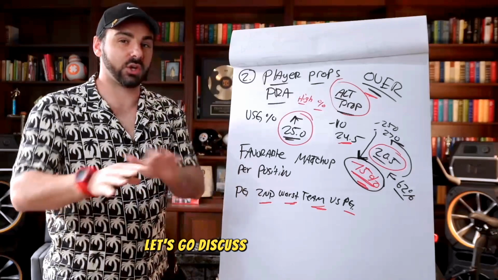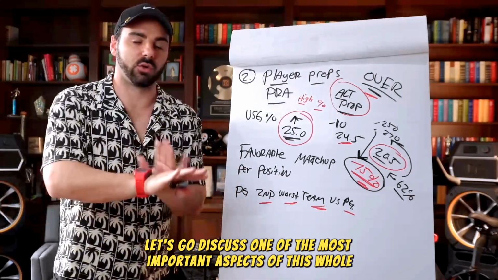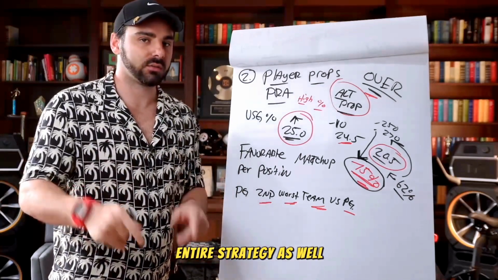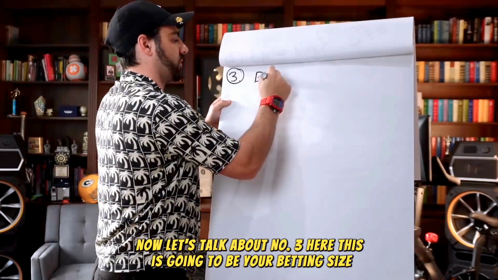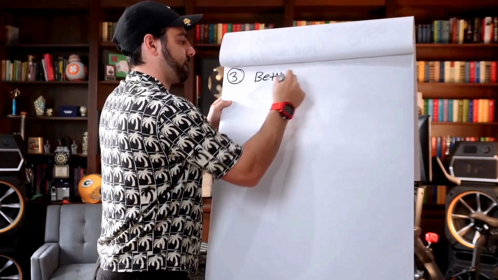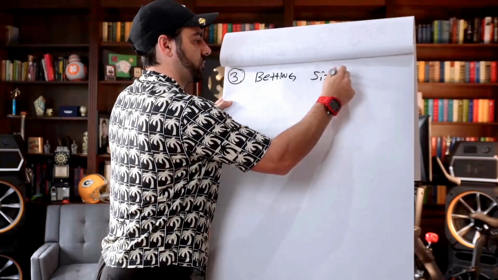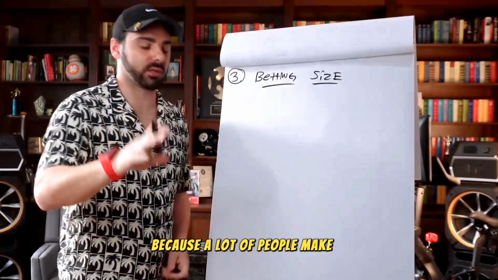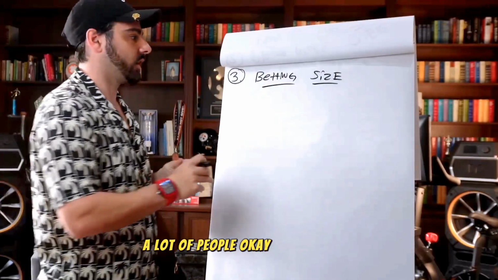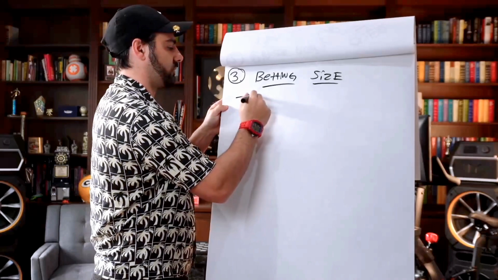Now let's go discuss one of the most important aspects of this whole entire strategy as well. Now let's talk about number 3 here. This is going to be your betting size. This is extremely important because a lot of people make a mistake here. A lot of people, okay? Those odds I was just telling you about.